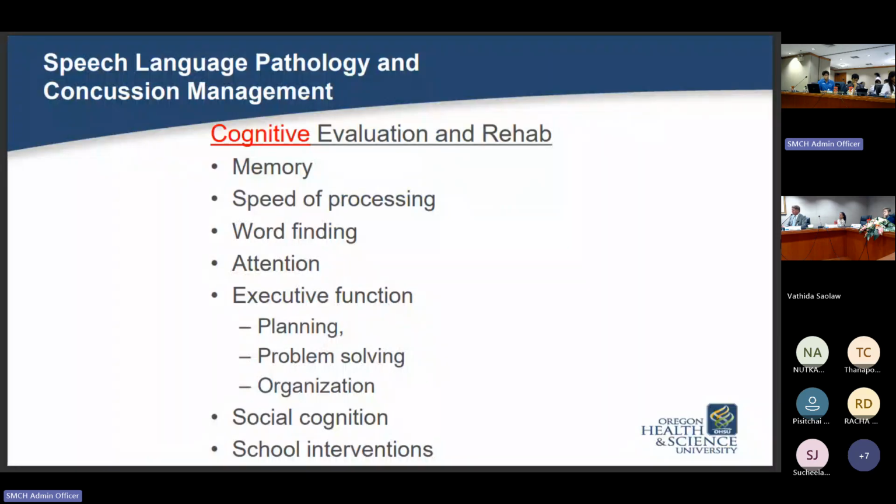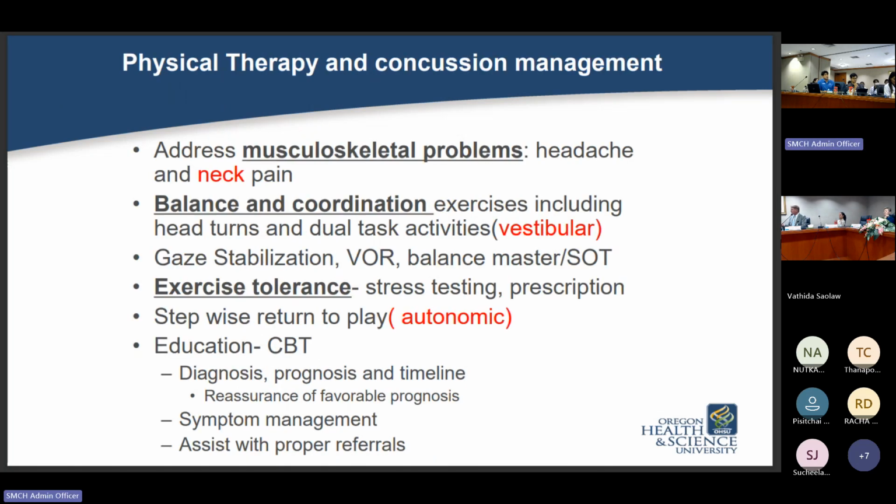So I just want to highlight, these are slides that show what our speech language pathologists look at, and you already know a lot of the stuff, but basically they work on cognitive evaluations. They work on all these areas, executive function. But that's looking at the cognitive subtype. Physical therapists tend to look at the neck issues, the vestibular subtype, and the autonomic subtypes. And so balancing coordination exercises and exercise tolerance and exercise stress testing and prescription tend to be the main issue. But they also work on stepwise return to play, which is also exercise tolerance.